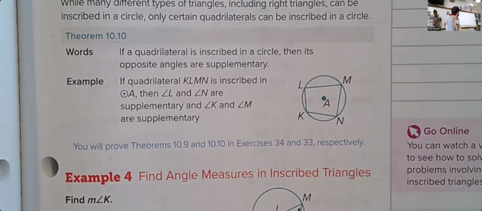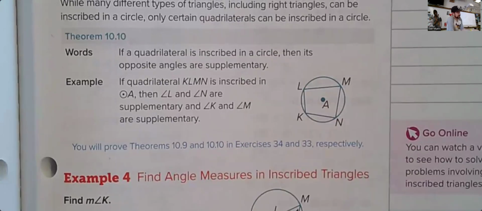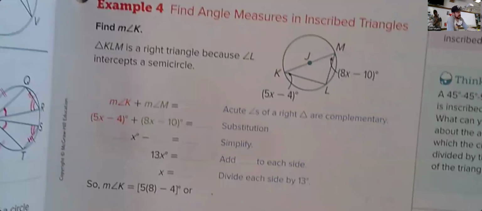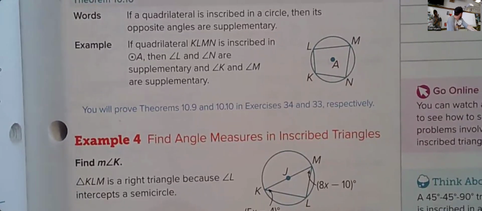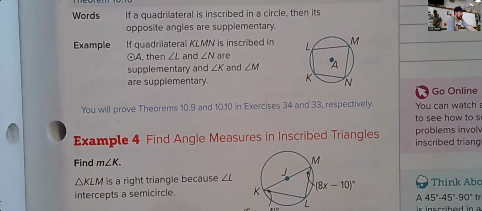I'm trying to think of a reason for that. I'd like to see a proof of that. That'd be interesting. So let's keep going. But we do know this as a fact: opposite angles in an inscribed quadrilateral are supplementary.